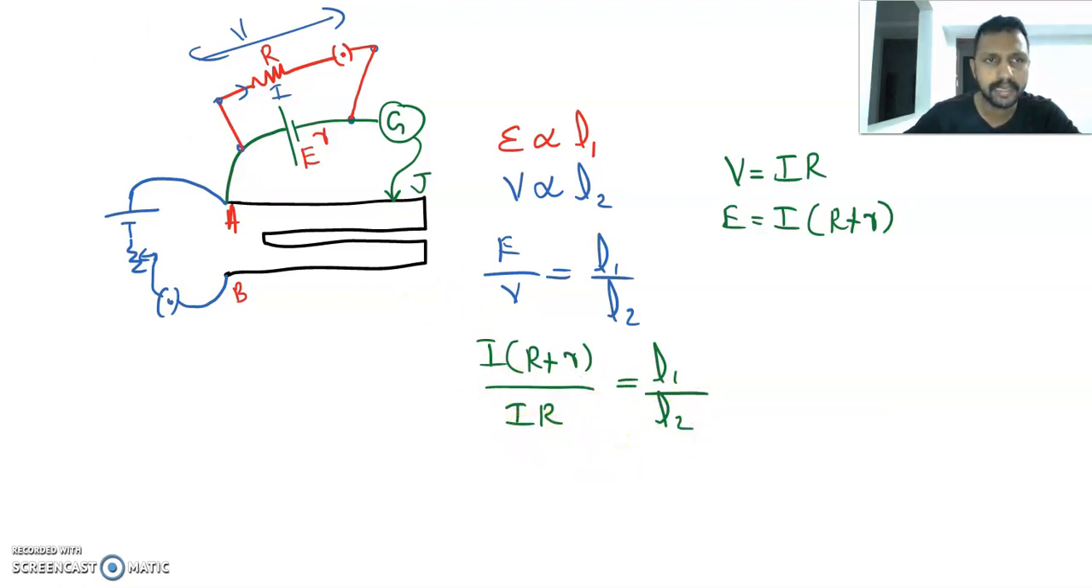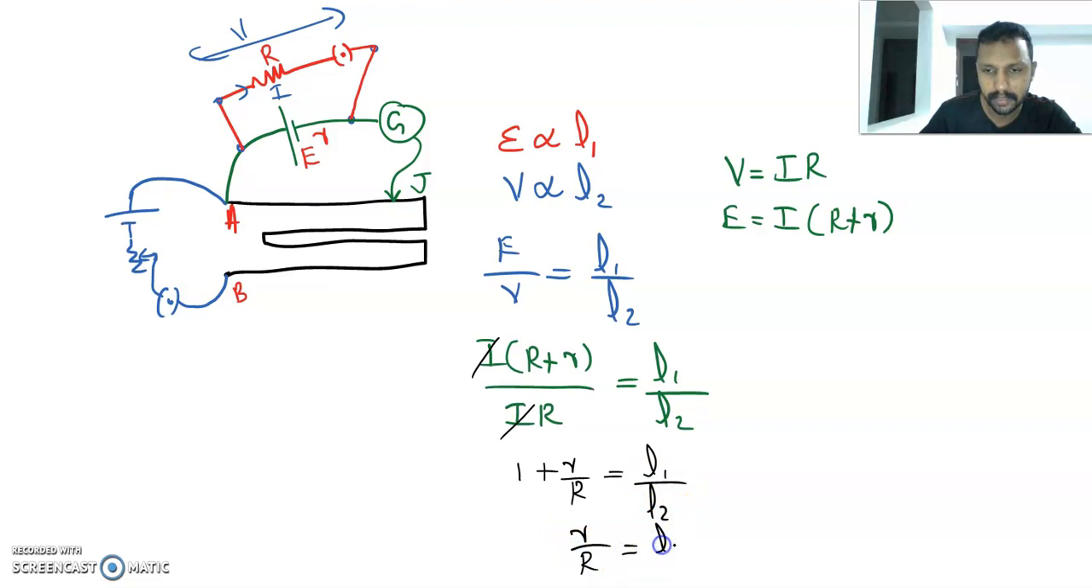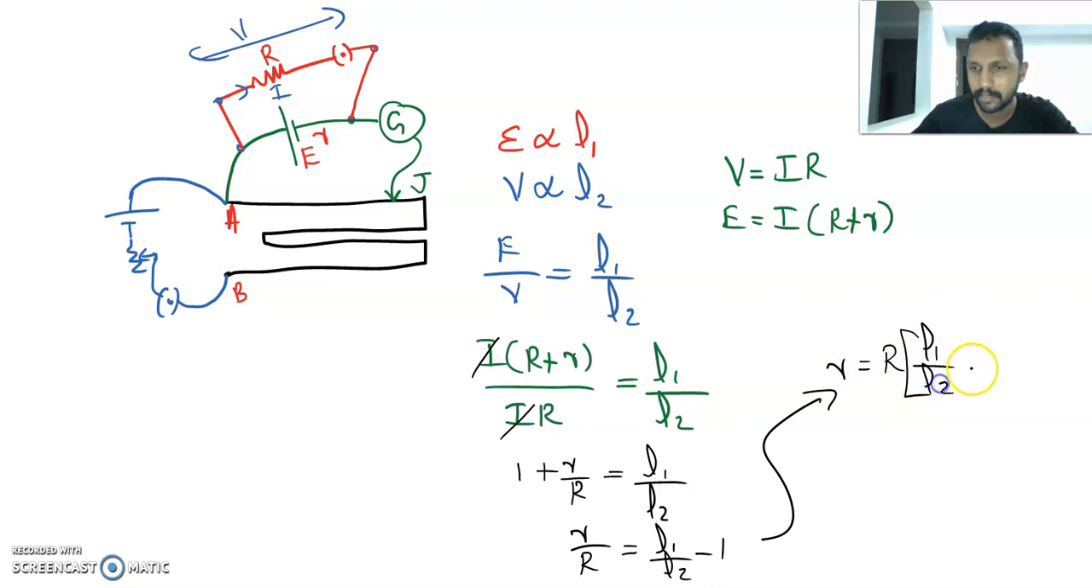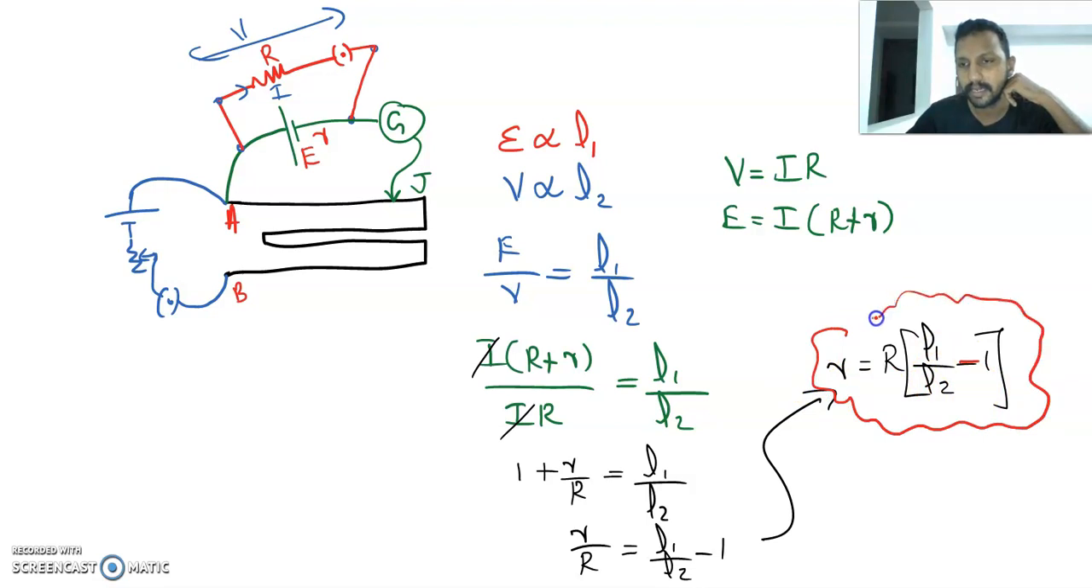Then we could cancel this I and I. Then we will have R plus r divided by R, that is 1 plus small r by capital R, is equal to L1 by L2. Then small r by capital R is equal to L1 by L2 minus 1, from which I could write small r is equal to capital R into L1 by L2 minus 1. This is the formula for finding out the internal resistance of the cell.